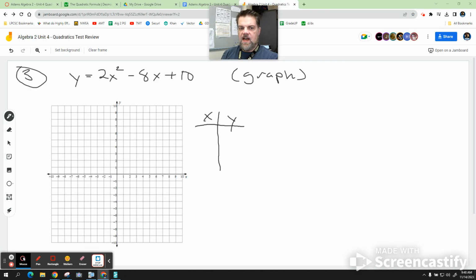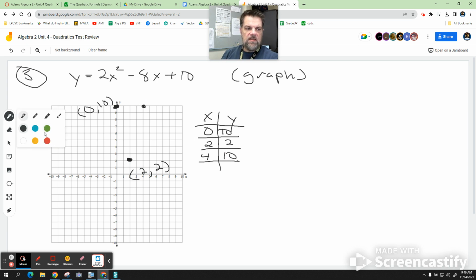So to sketch my graph, I'm going to plug those values in over here. I'm going to say when x equals 0, y equals 10. So I'm going to come over here and plot that point right here. This is 0, 10. Then the next point that we have from Desmos, when x equals 2, y equals 2. So I'm going to go over 2, up 2. That is the point 2, 2. And then lastly, when x equals 4, y equals 10. So I'm going to go over 4.